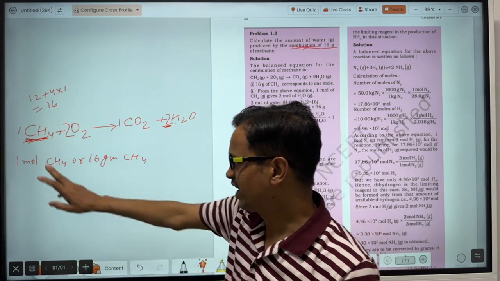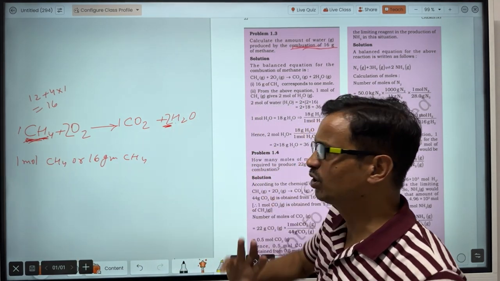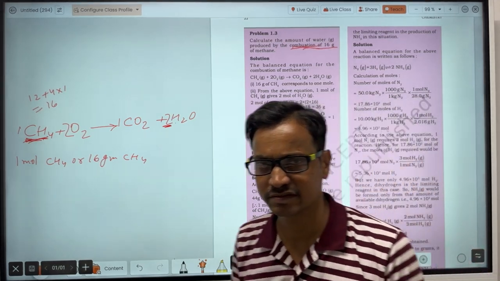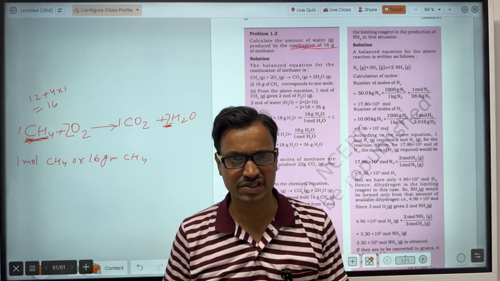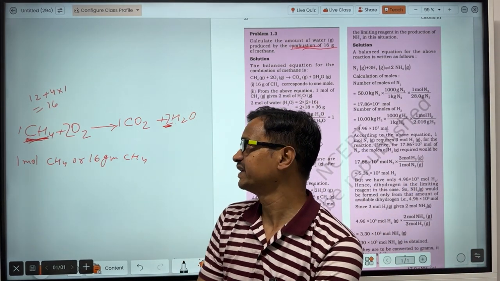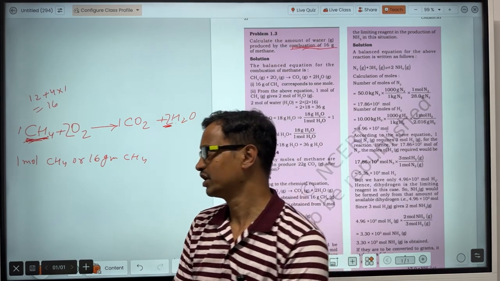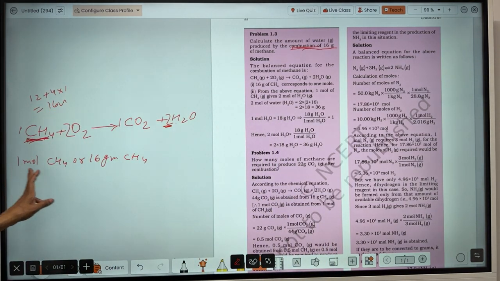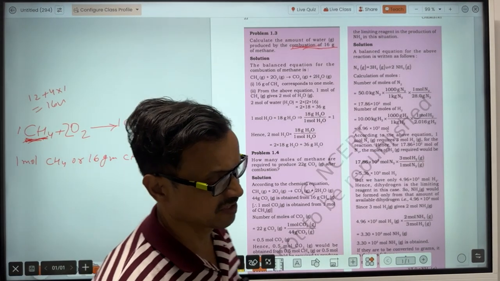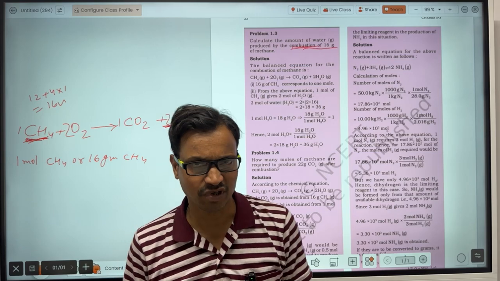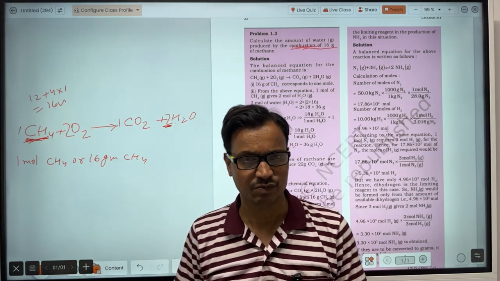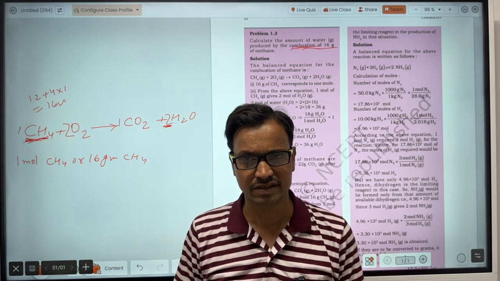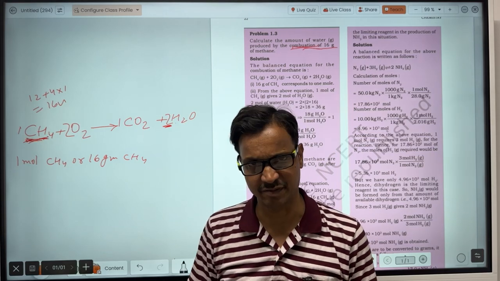So here 1 mole methane gives 2 mole water. 1 mole methane means its molecular weight, and the molecular weight of methane is 16. That means when the number of moles of methane is 1, its weight will be 16 gram.